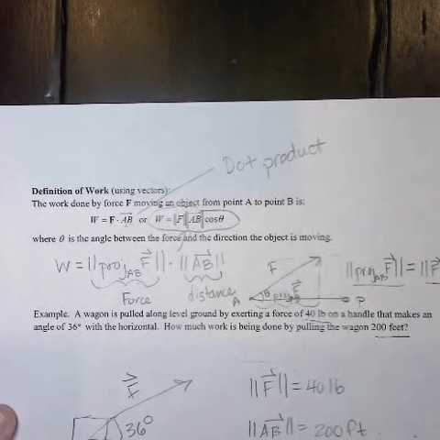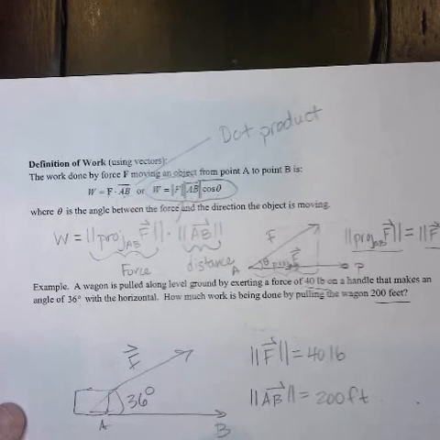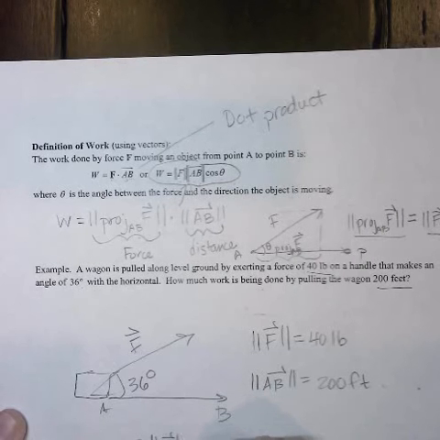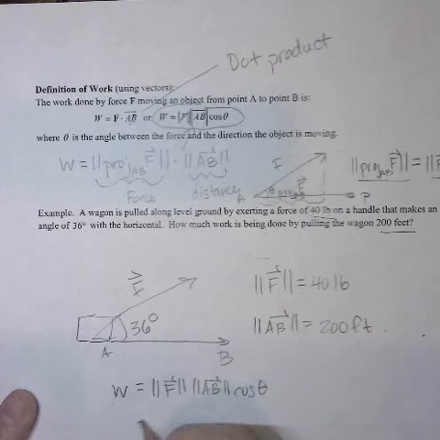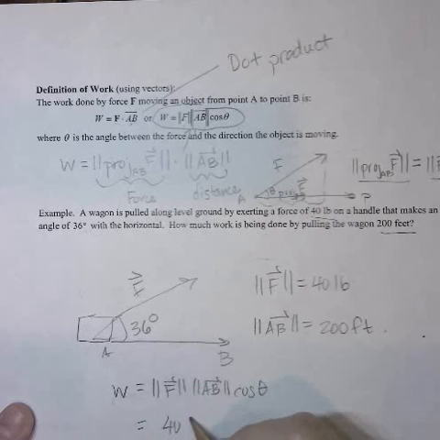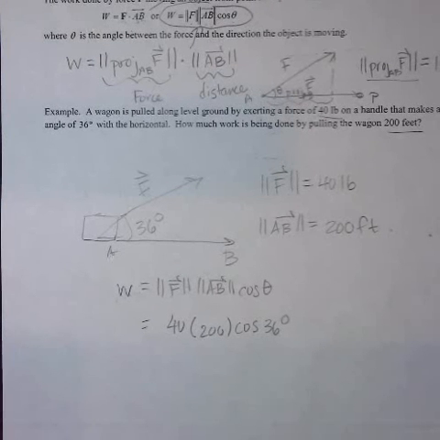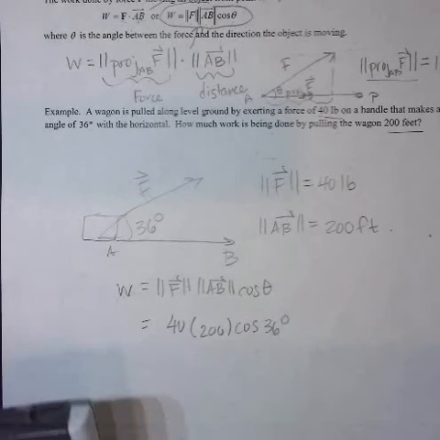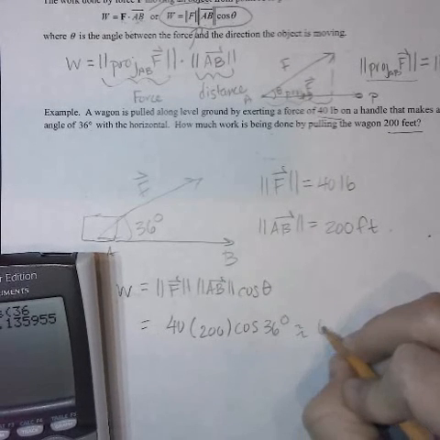So work equals the magnitude of F times the magnitude of AB times the cosine of theta. So 40 times 200 times cosine of 36 degrees. So that's approximately 6,472, and then this would be foot-pounds.